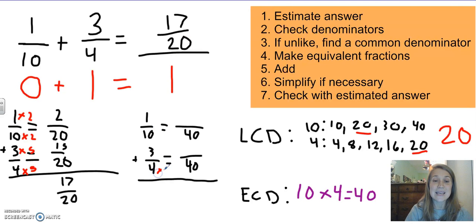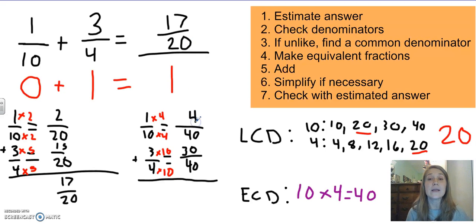4 times 10 gives me 40. What I do to the bottom, I do to the top. 3 times 10 equals 30. So 30/40ths is my first equivalent fraction. 10 times 4 equals 40. What I do to the bottom, I do to the top. 1 times 4 equals 4. 4/40ths is my second equivalent fraction.